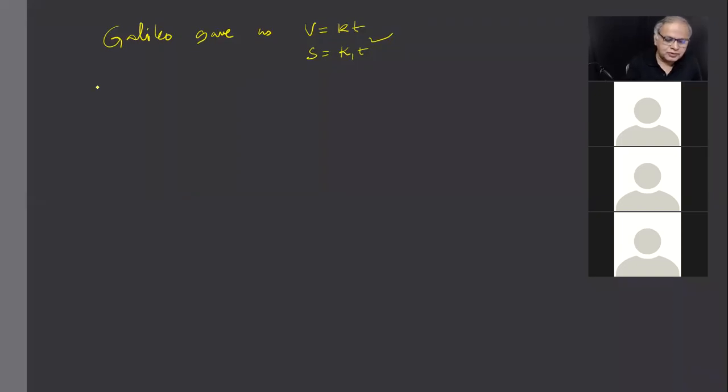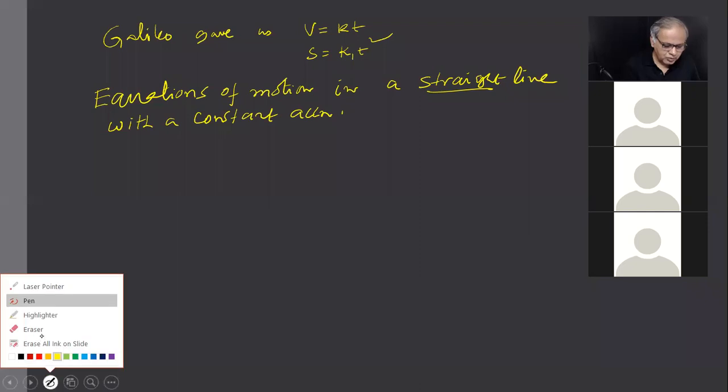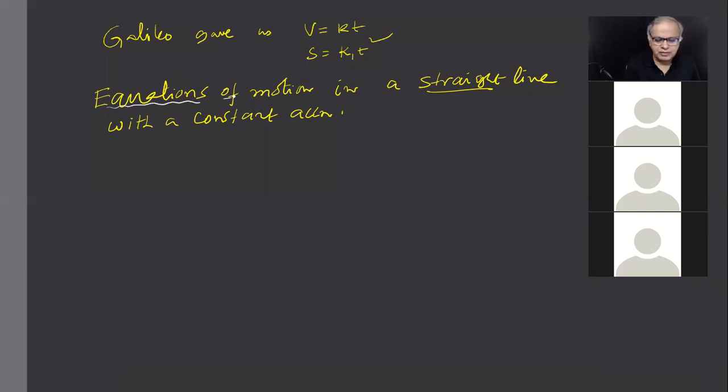I'll just put a heading now. Equations of motion. Actually, this is a specific case we're discussing deliberately. Equations of motion in a straight line with a constant acceleration. The straight line and constant acceleration are special cases. This is known to you, so I'm just trying to develop from there. We'll make it more general as we keep doing things.